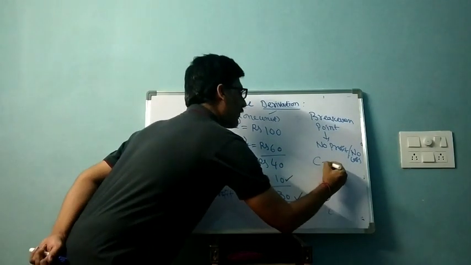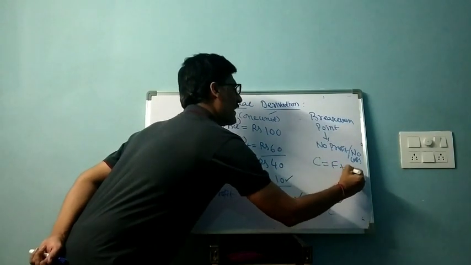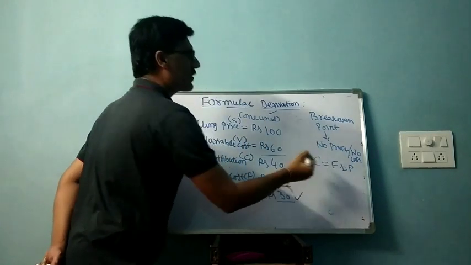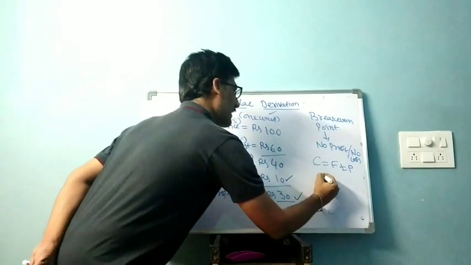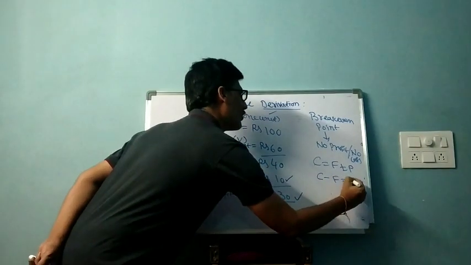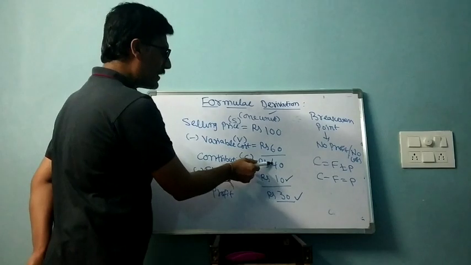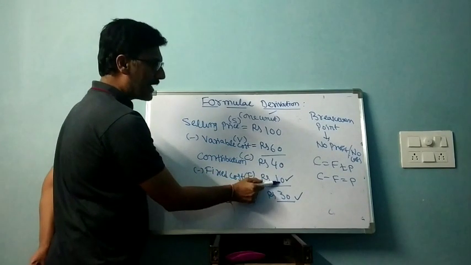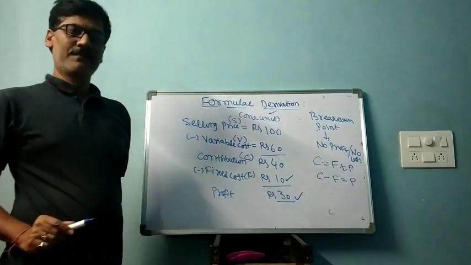Generally, what is the contribution formula? Fixed cost plus or minus profit. From contribution, if you deduct the fixed cost, you will get profit. That is C minus F is equal to P. If you observe it, 40 minus 10 is equal to 30. From contribution, if you deduct fixed cost, you will get profit.